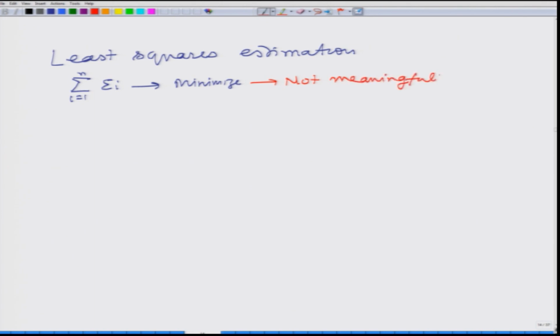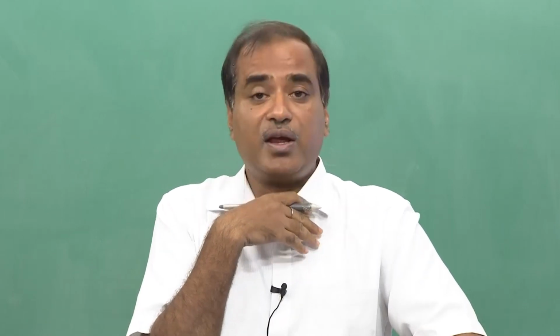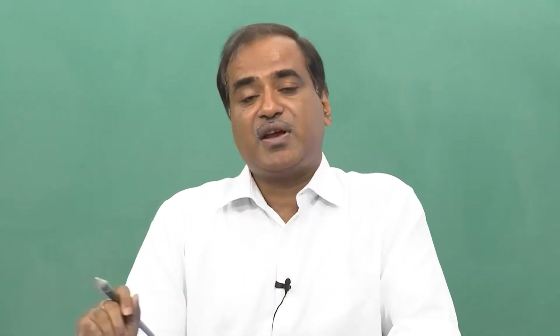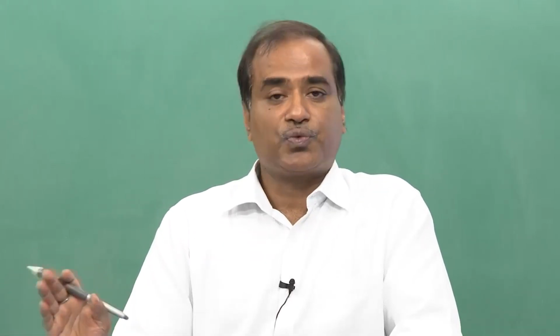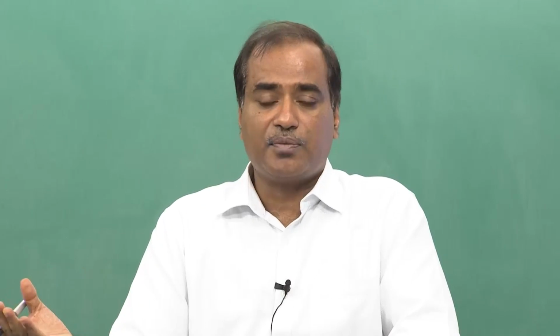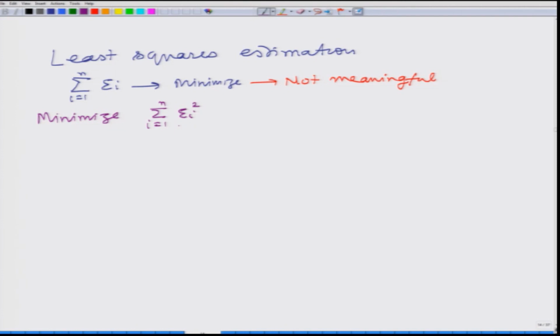So, now how to do? Let us try to minimize the summation, i goes from 1 to n, of epsilon i square. Now, does this make any sense? Answer is yes. Why? Because we had faced the problem earlier because some of my random errors were negative. Once I square them, the negative become positive and now I can easily minimize it.